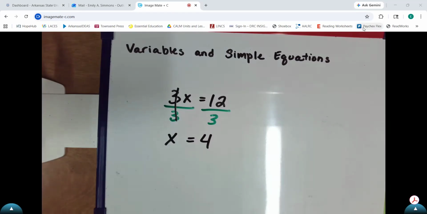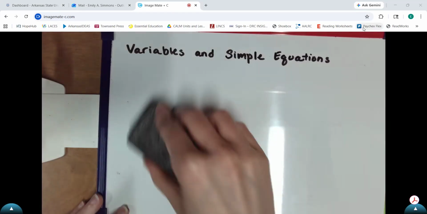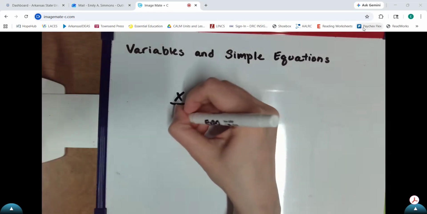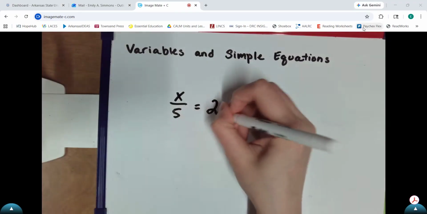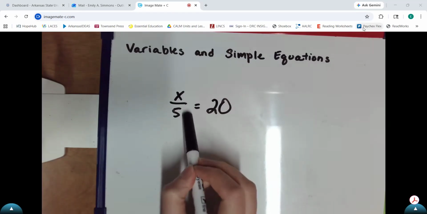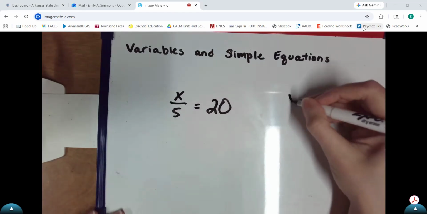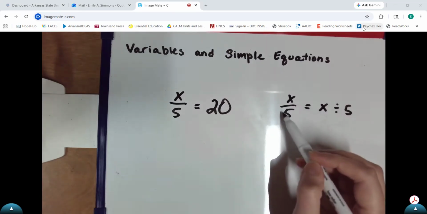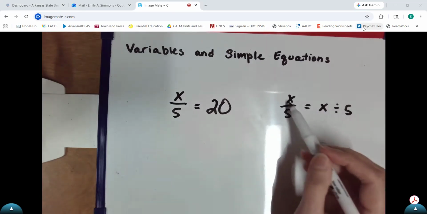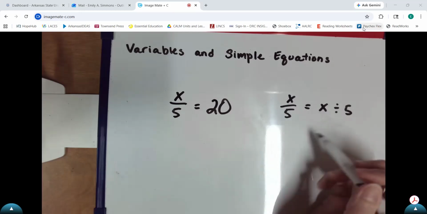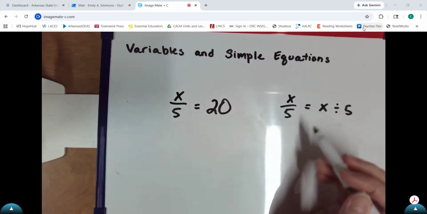And then I have one more. This is going to be x over 5 equals 20. Anytime I have a fraction, that's the same thing as division. So x over 5 is the same thing as x divided by 5. When I'm looking at a fraction as division, my top number is my first number in the division problem. My bottom number is my second number in the division problem.